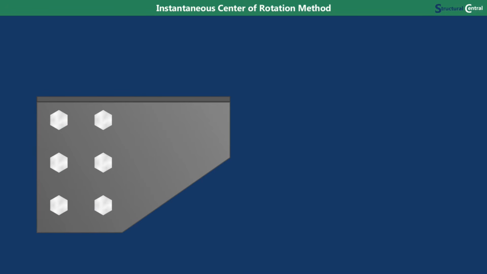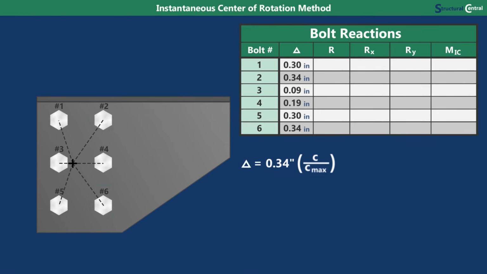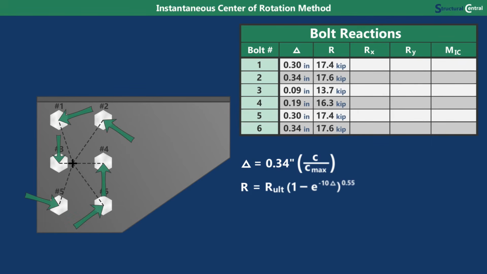The process for finding the location of the instantaneous center requires doing many iterations. You start off by picking some location as your initial guess. The bolts that are the farthest away from the instantaneous center will be the bolts that reach their ultimate deformation first. These bolts will have a deformation delta of 0.34 inches, and the deformation of the other bolts will just be scaled from this value, so delta is equal to 0.34 inches times the distance from the instantaneous center to the bolt, C, divided by the distance from the instantaneous center to the furthest bolt, C max. You then use this in the load deformation formula to get the force in each bolt.